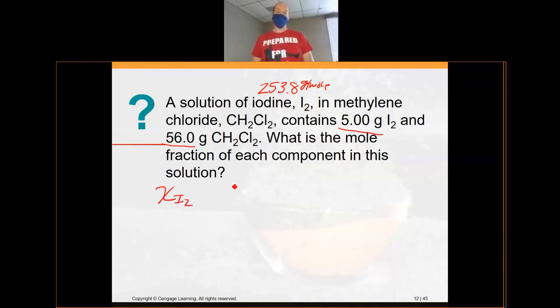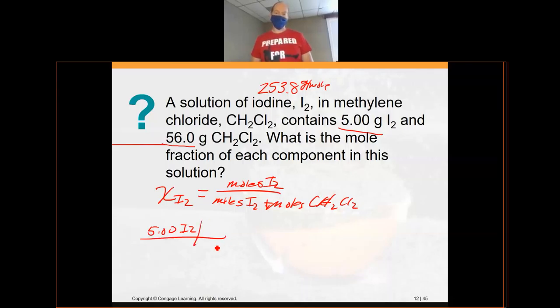All right, so let's find the mole fraction of iodine. To do that, we need the moles of iodine, and then we divide by the moles of iodine plus the moles of methylene chloride. So again, to find the moles of iodine, we take the mass of iodine and divide by the molar mass of iodine. And there's our moles of iodine.